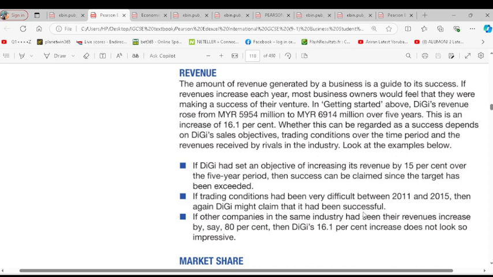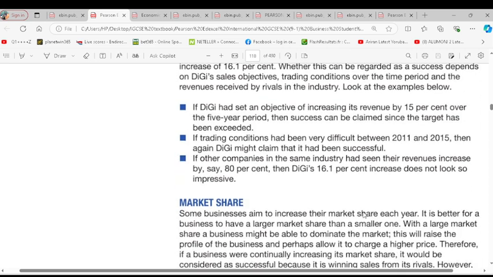If revenues increase each year, most business owners would feel that they were making a success of their venture. So if the revenue for last year is $10,000, and this year we have $14,000, that's the success. So that is the point there. Revenue is a measure of success. If the revenue of a business grows compared to the previous year, that is a success for the business. Is it clear? So that is about revenue.